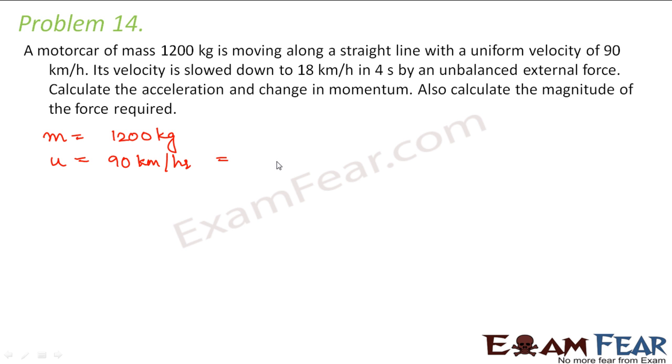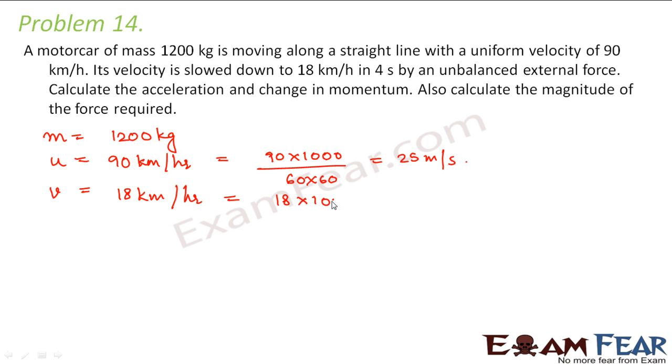Let us convert it into meter per second so that this will be easier for us during the calculations. So it will be 90 into 1000 divided by 60 into 60. This comes out to be 25 meters per second. The final velocity, as the question says, the velocity slows down to 18 kilometers per hour, which again comes out to be 18 into 1000 divided by 60 into 60, which is 5 meters per second. Now in how much time does the velocity change from u to v? In a time period of 4 seconds.